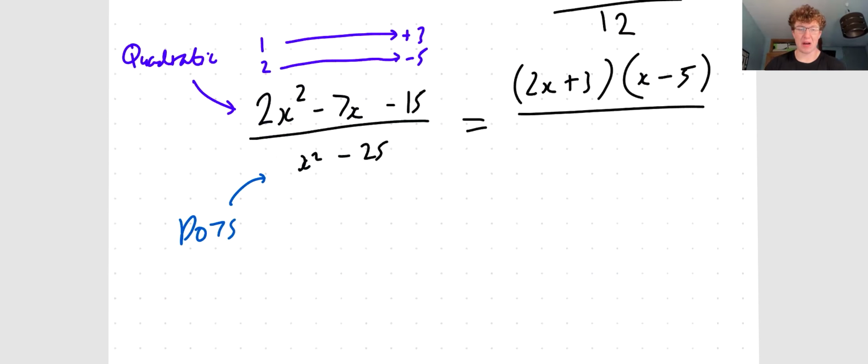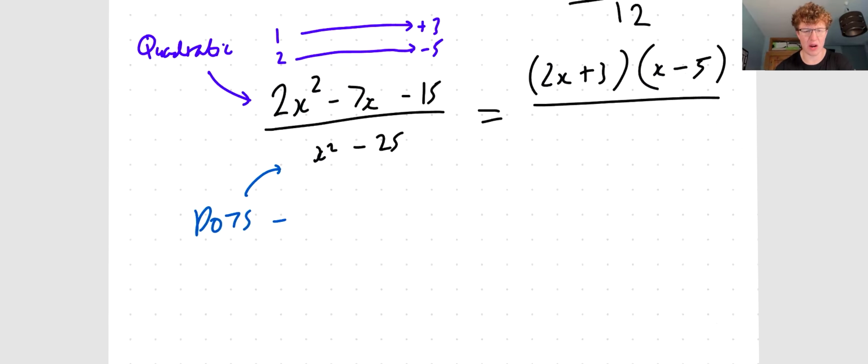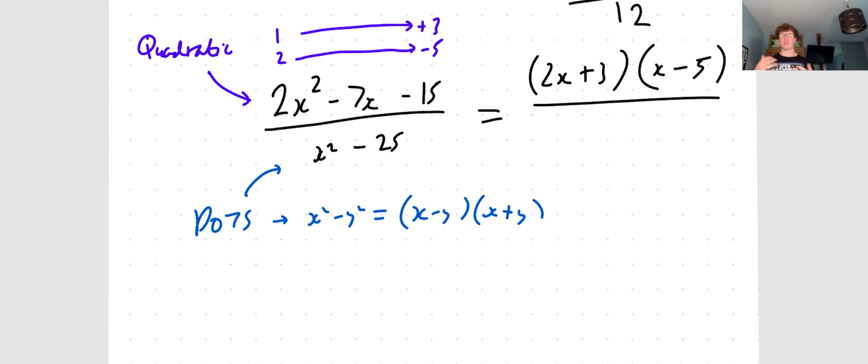Now, to factorize the bottom, we will have to use the difference of two squares. Difference of two squares is x squared minus y squared is equal to x minus y times x plus y. There is no real way you can work that out. This is something you just have to know. You have to be able to recognize this.